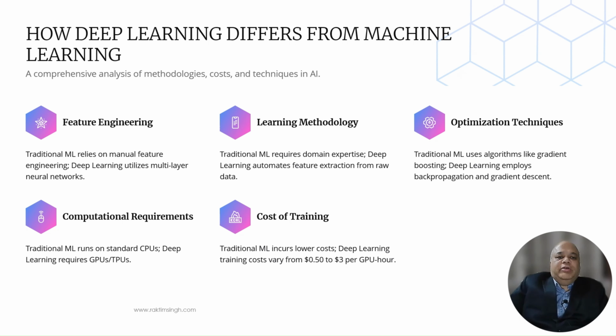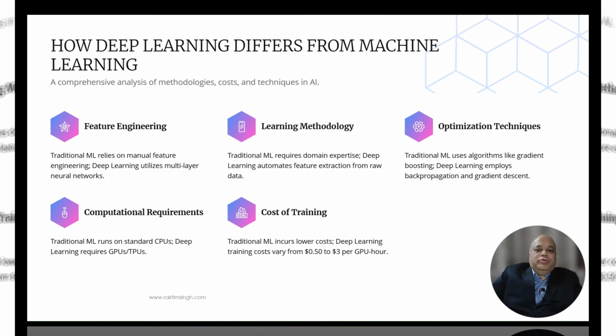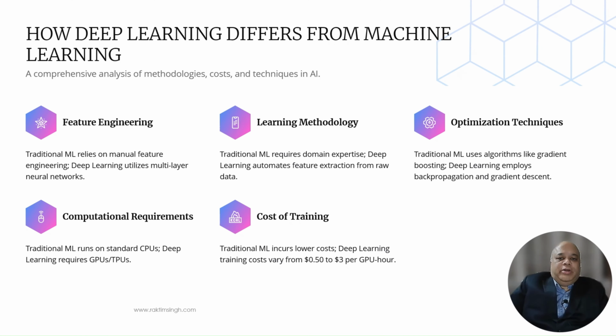So to put it another way, traditional machine learning required domain expertise. Deep learning automatically extracts features from the raw data. Of course, what it means is, traditional machine learning runs on a standard CPU, while deep learning requires GPU, TPU. The cost of training in traditional machine learning is low, while in deep learning it goes up. In optimization techniques, traditional machine learning uses algorithms like gradient boosting. Deep learning employs backpropagation and gradient descent.